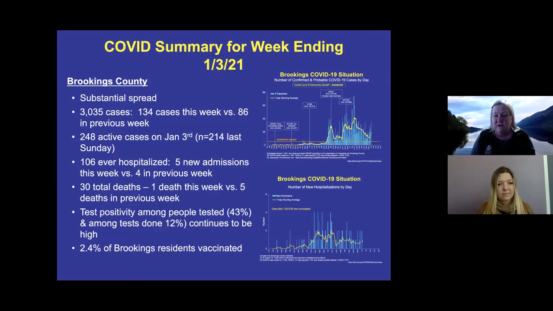Test positivity for both Brookings and South Dakota has been inching up. For Brookings, it's 43% among people tested and 12% among tests done. Both of those numbers are high. 2.4% of Brookings County residents have been vaccinated.